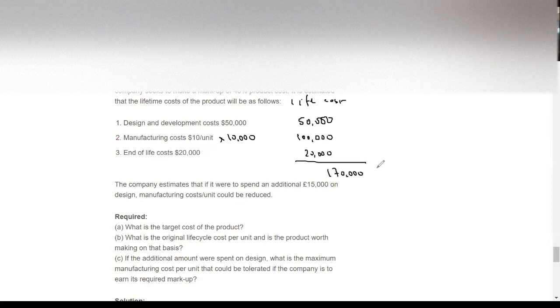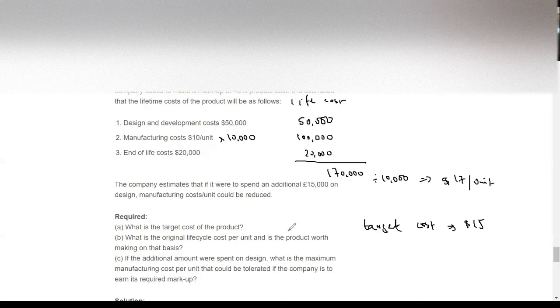So that would give us a total cost of 170,000. And because the number of units that are expected to be produced over the entire life cycle, as discussed earlier, is 10,000, our life cycle cost per unit would turn out to be 17 per unit. This is the estimated cost. And as we have earlier identified, the target cost should be 15.